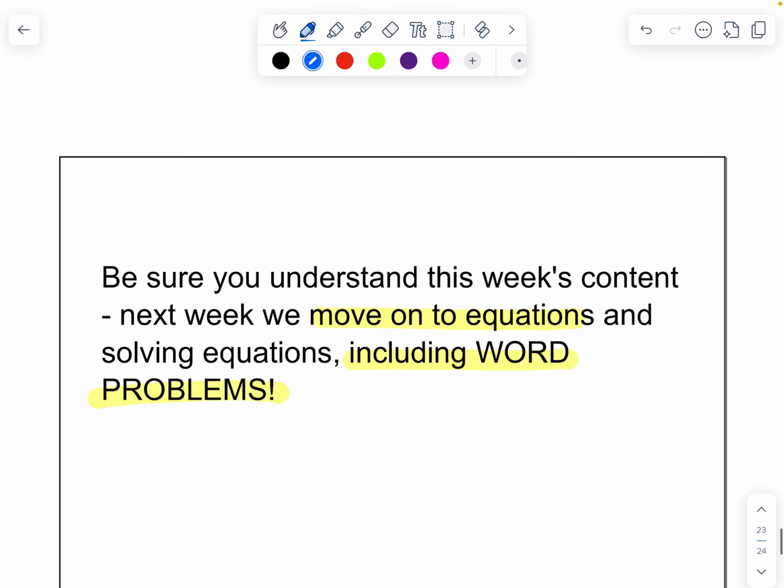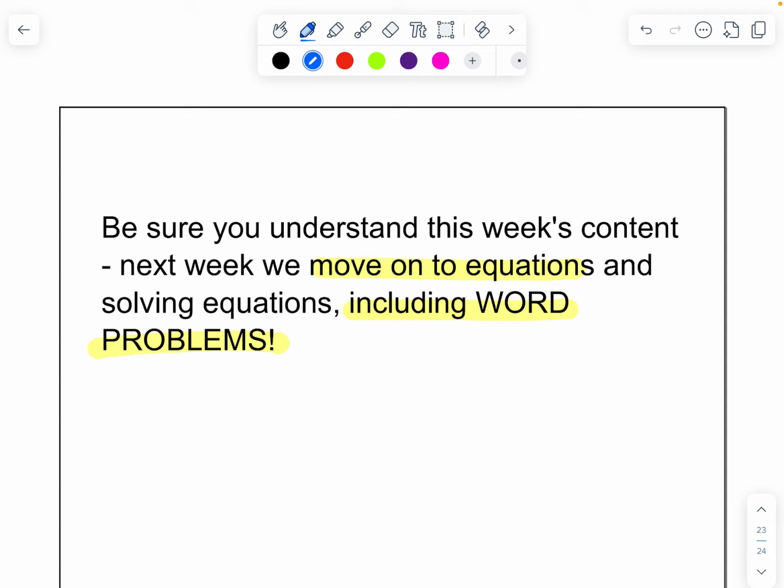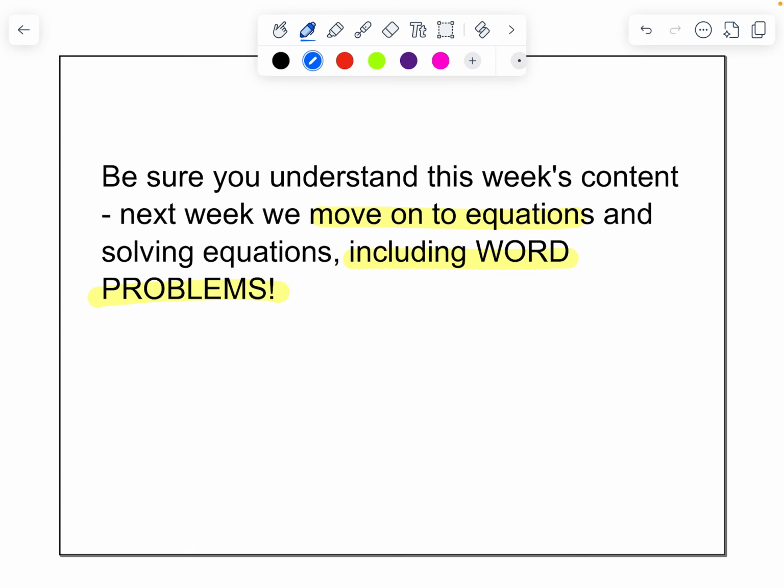All right, what we're going to do in the next lesson, we're going to move on to equations. We've been talking about expressions and simplifying expressions. We're going to move on to equations, trying to solve equations, and also some word problems. So look forward to that in the next lesson.